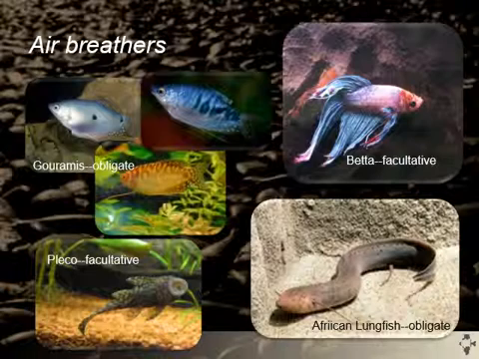Now, in the case of plecostomus or bettas, these are considered facultative, so they can get by utilizing their gills as a primary site of respiration. But under circumstances where oxygen may be limiting in the water, they can certainly utilize their swim bladder to supplement that and provide some additional respiratory function.